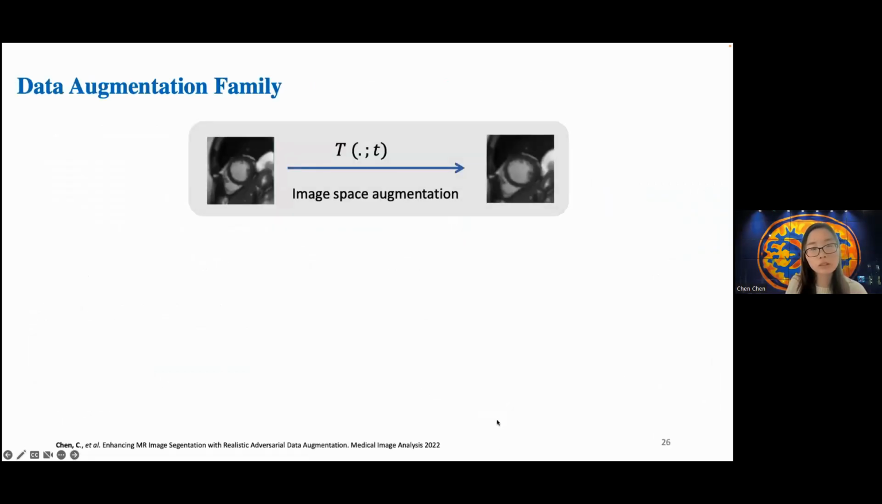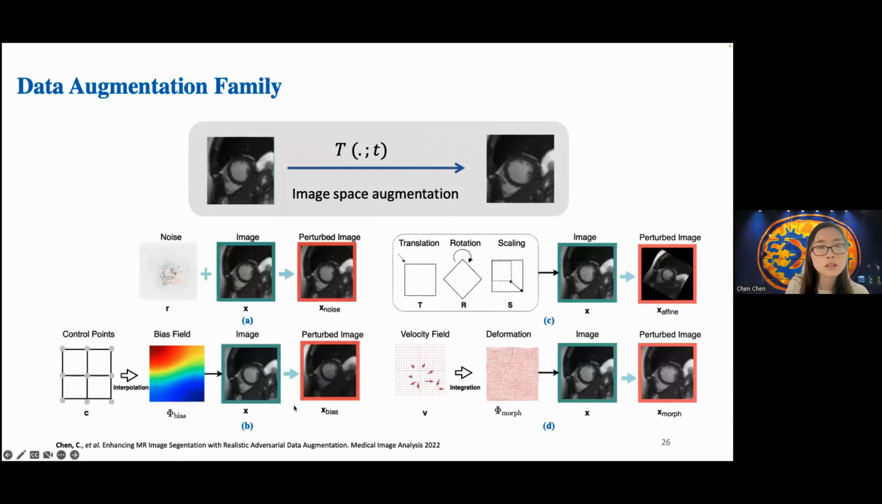So now I have introduced you to three types of adversarial attack: the noise, the bias field, and the velocity-based deformation one. And we further consider adding one more family of transformation, which is affine transformation based. This also corresponds to very realistic variations caused by, for example, different patients. They might have different orientations or positions when they are being imaged. And also the scale of the cardiac shape can differ if you're using a different field of view. So we're trying to incorporate this into this adversarial data augmentation framework.